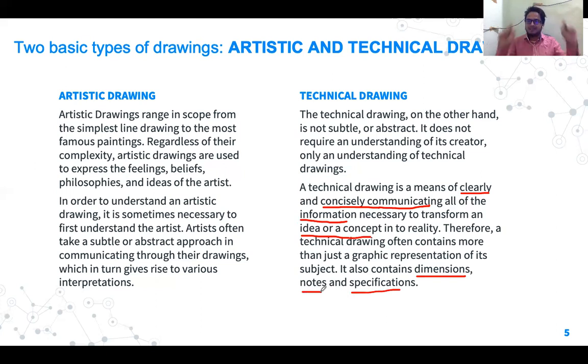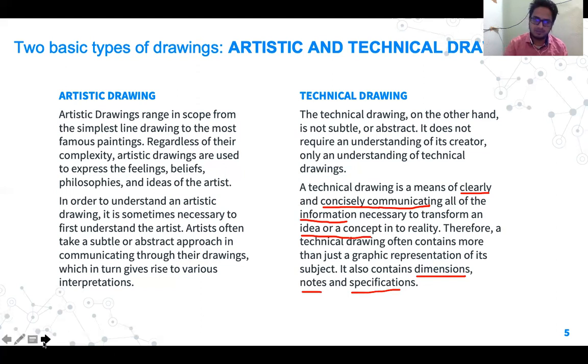In a technical drawing that you will see in any good manufacturing industry, that drawing contains all the information related to the dimensions of the object, which material it is made of, and what the methods of producing it will be. Every piece of information will be given in that technical drawing. So this is your artistic drawing and technical drawing.